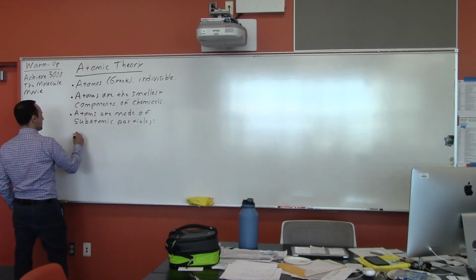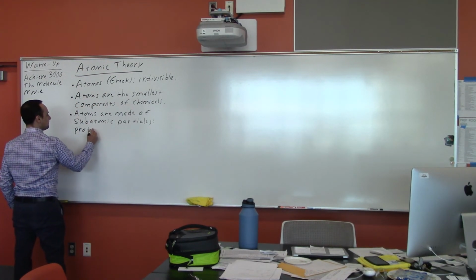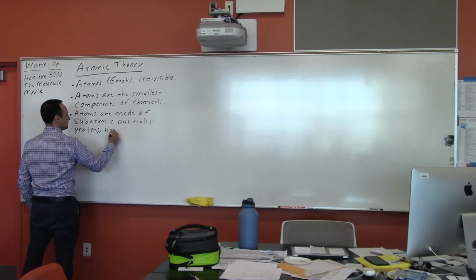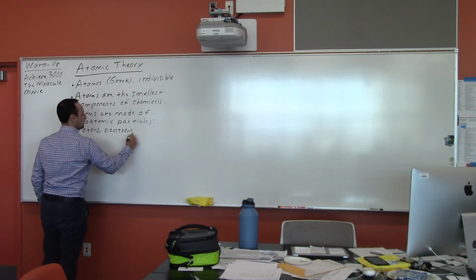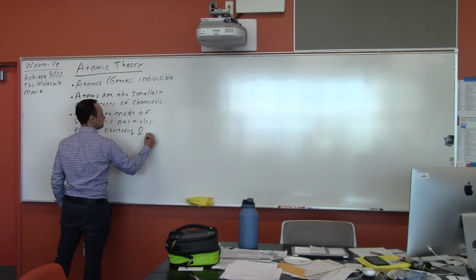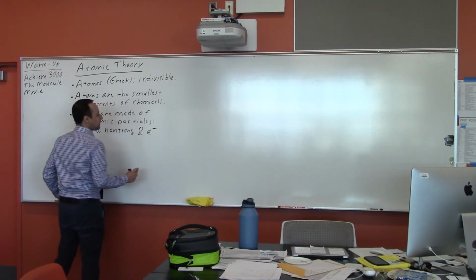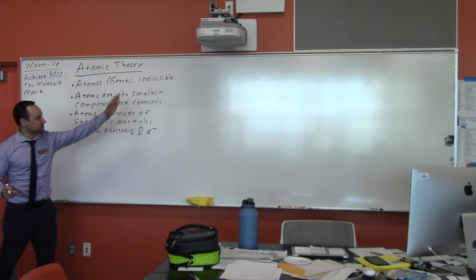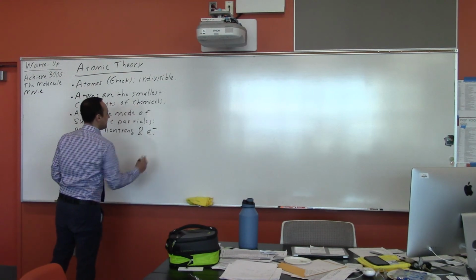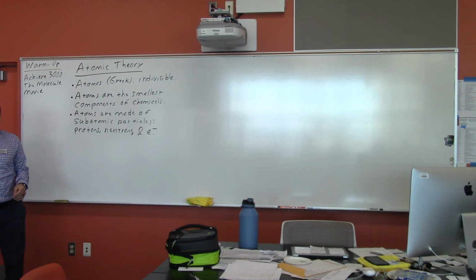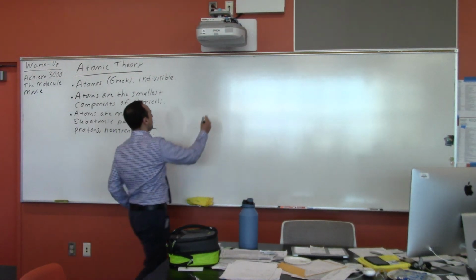And those particles are the protons, the neutrons, and the electrons, yeah? Okay? And I'm going to put the little E minus symbol there because I don't want to mess up my panel, but I'll spell electron in a minute. And so now we need to talk about the subatomic particles.